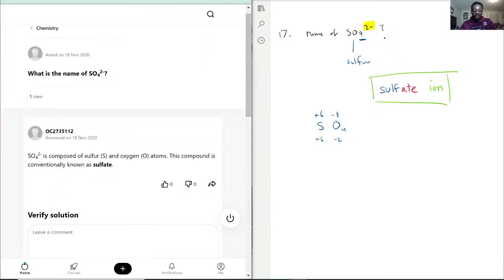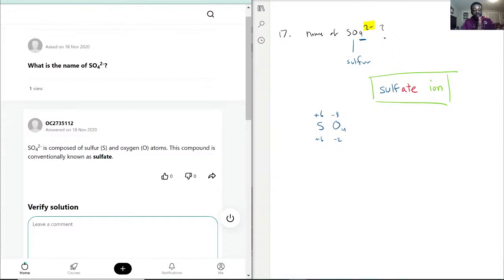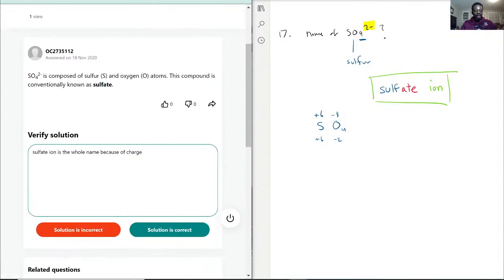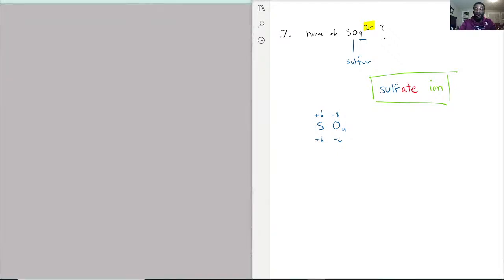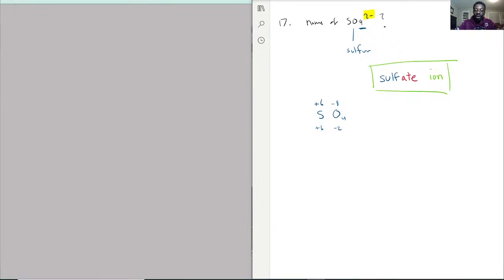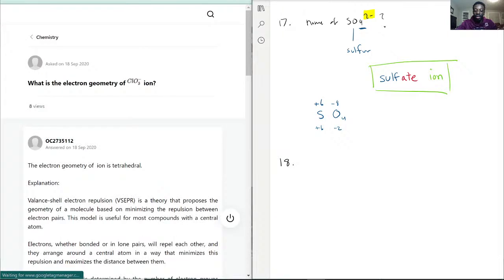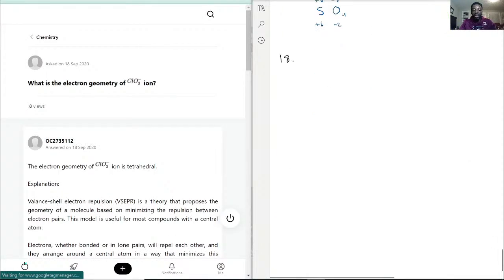All right. So with that being said, SO4 2 minus is composed of sulfur and oxygen. Yep. And the compound is conventionally known as sulfate ion. Ion is part of the whole name because of the charge. Okay. And I would just simply mark this as incorrect, because you cannot forget the ion part. The charge is not there just to be gawked at, unfortunately. It actually needs to be factored in. So with that being said, let's move on to question number 18.